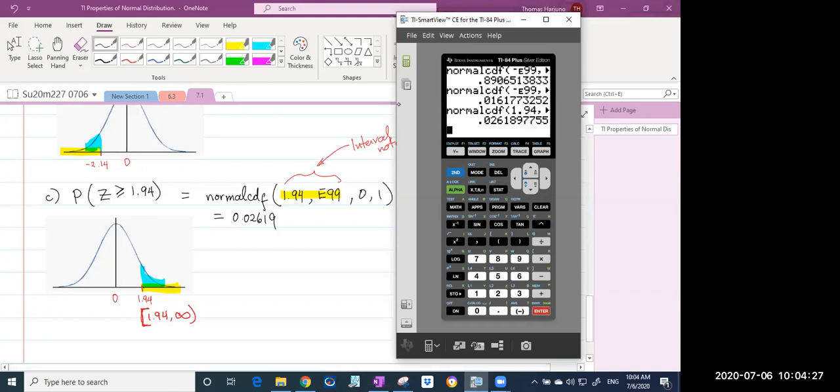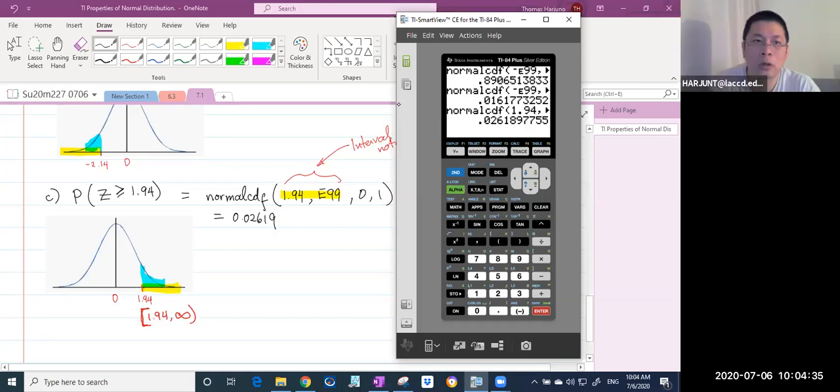Professor, yes, the 1.94 is in the lower fence because it's less than Z? Yes, to be more precise, Z is greater than.